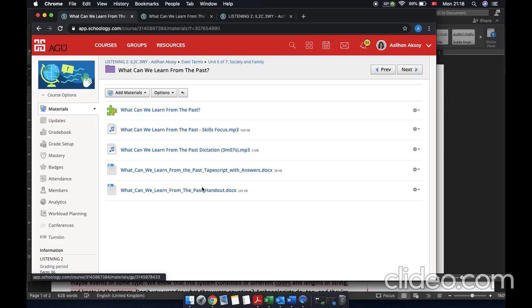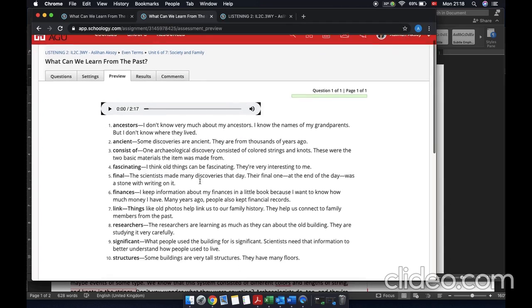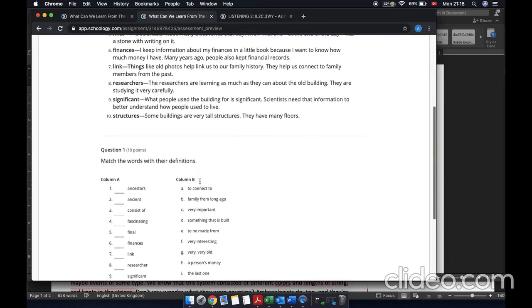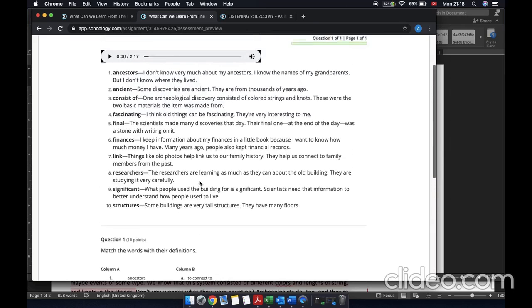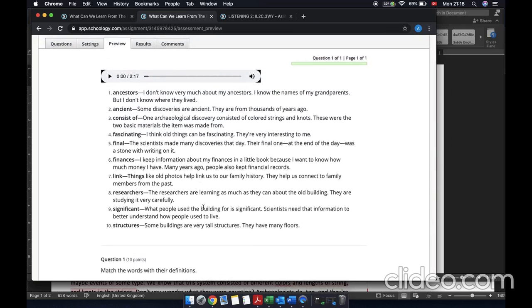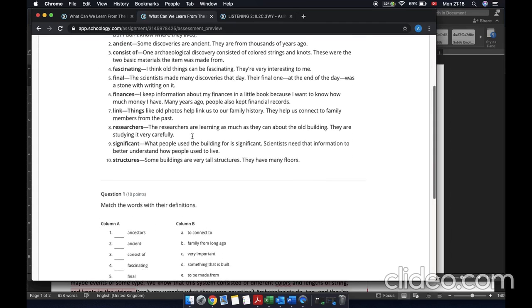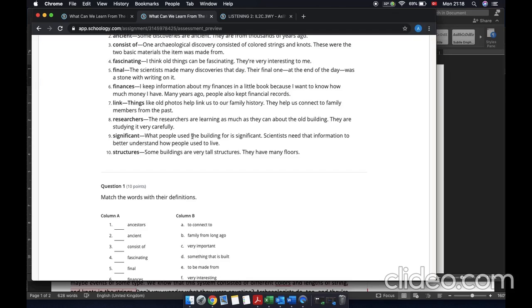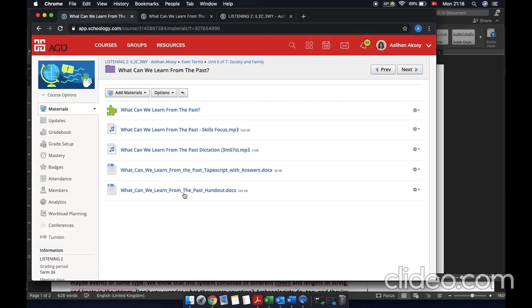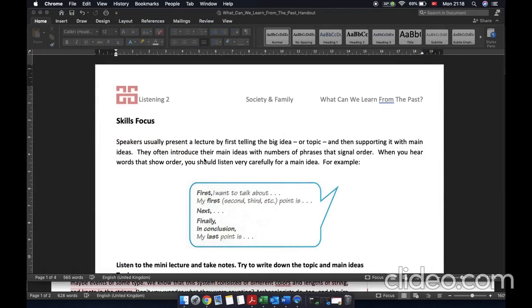Before you start doing the tasks in the handout, do the quiz, because this quiz is about the vocabulary that you need to know while you are doing the tasks. It will be helpful for you when you are doing the tasks. And let's go and see the handout.